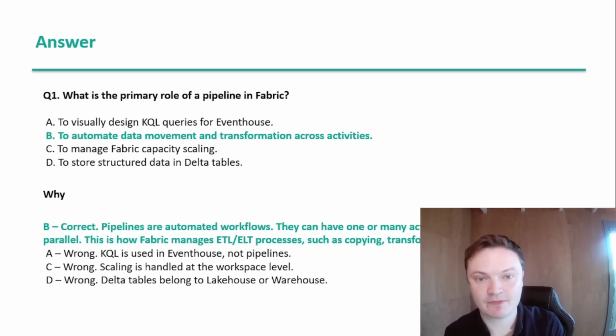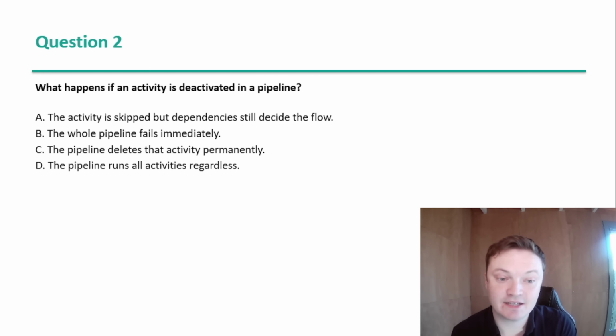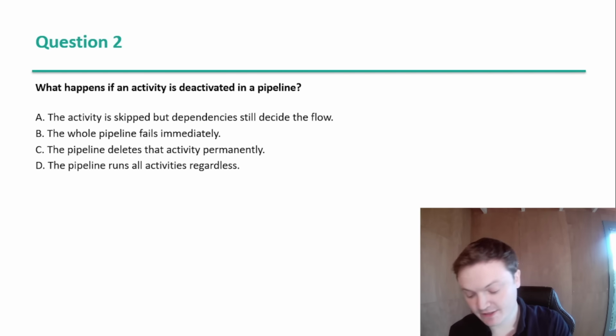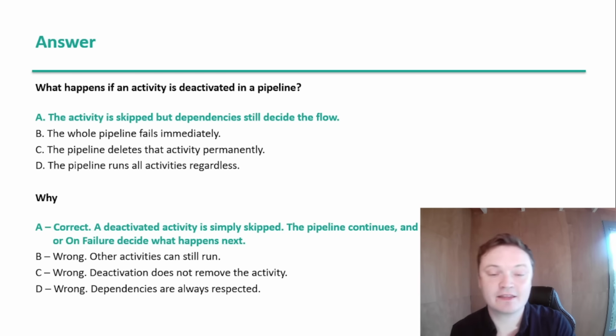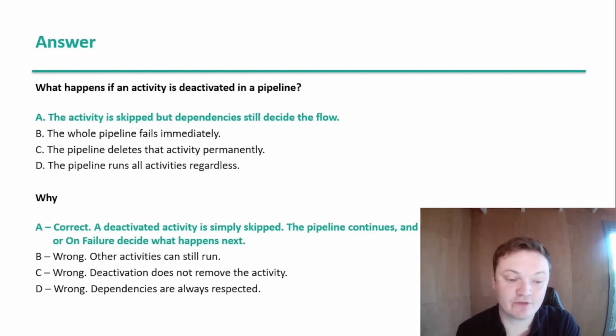Question 2. What happens if an activity is deactivated in a pipeline? A. The activity is skipped, but dependencies still decide the flow. B. The whole pipeline fails immediately. C. The pipeline deletes that activity permanently. Or D. The pipeline runs all activities regardless. And the answer is, of course, A. A deactivated activity is simply skipped. The pipeline continues, and dependencies such as on success or on failure decide what happens next.